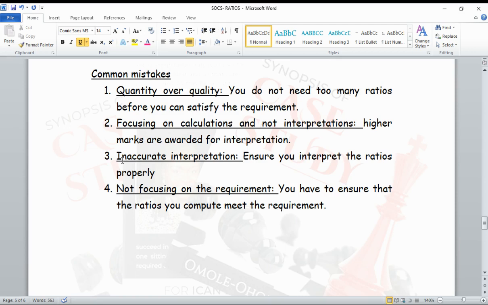And finally, not focusing on the requirements. You have to ensure that you compute ratios that meet the requirements. What is not asked, what is not requested, what is not required, what the examiner does not need, you don't need to calculate it. So focus on the requirements. Don't do what is not expected of you. And that's basically all about ratios. So that's all about our class today.